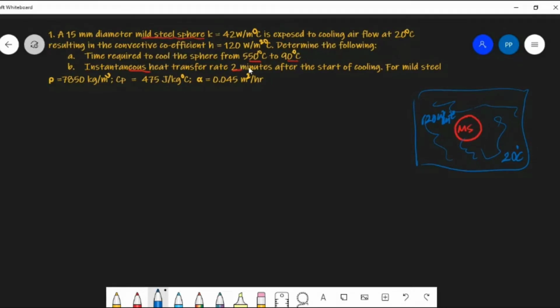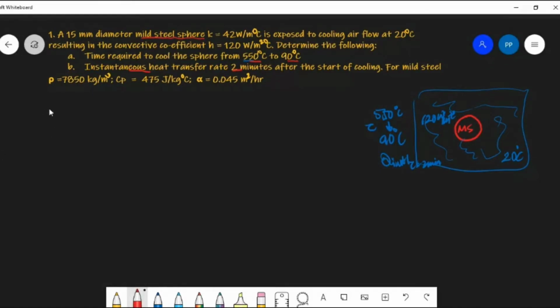Now we need to find out if the mild steel sphere was at 550 degrees Celsius initially, how long will it take to reach 90 degrees Celsius? That is, from 550 degrees Celsius, it has to reach 90 degrees Celsius. For that, we need to find out the time. And then we need to find out the instantaneous heat transfer rate, Q instantaneous, after 2 minutes. So these are the two things which we have to calculate.